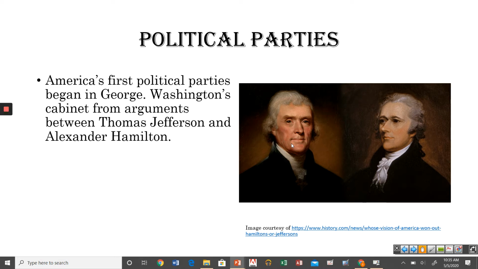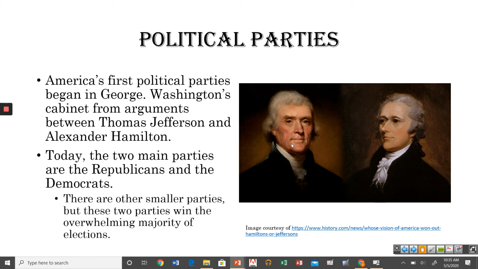Jefferson's party that grew up around him was called the Democratic Republicans, or sometimes we just see them called the Republicans. The party that grew up around Hamilton were called the Federalists, and they grew out of Washington's cabinet. Now, today, the two main parties are the Republicans and the Democrats. There are other smaller parties, but the Republicans and Democrats are the ones that win the overwhelming majority of elections.